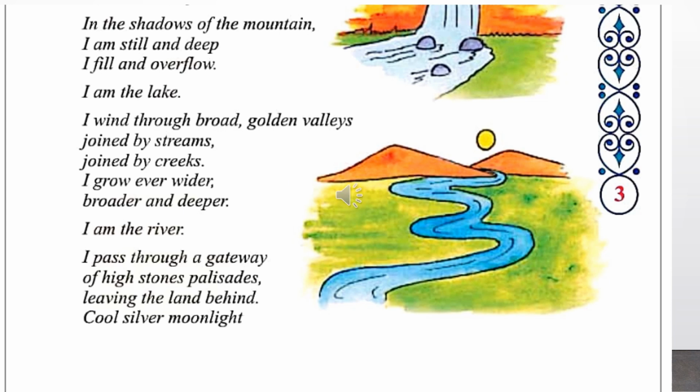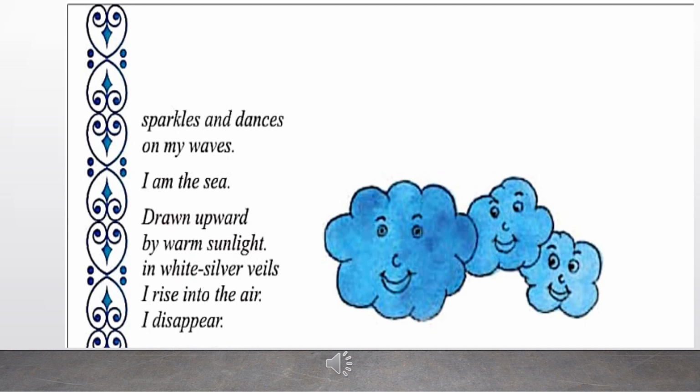I pass through a gateway of high stone palisades, leaving the land behind. Cool silver moonlight sparkles and dances on my waves, I am the sea. The river flows through the gateway of high stone palisades. Palisades means fences made with sticks. It makes the night cool and dances and sparkles on its waves. It becomes a sea.